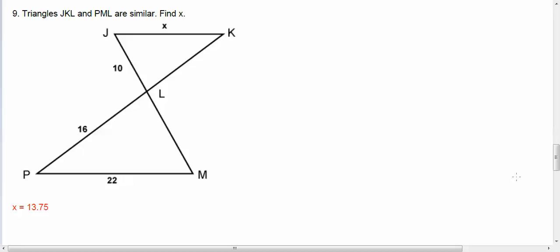Anyway, here's what they're saying. If triangles are similar, find x. And in similar triangles, what you need to do is you always need to equate the angles. But we don't need to technically do that here because they are telling us that it's similar. But if they didn't tell us it was similar, the first thing you need to do is say whether or not the angles are the same.